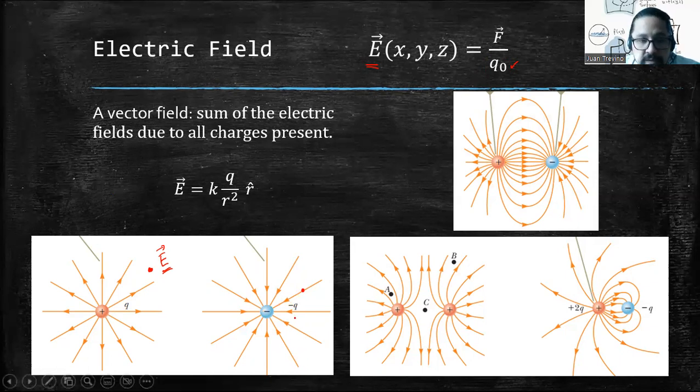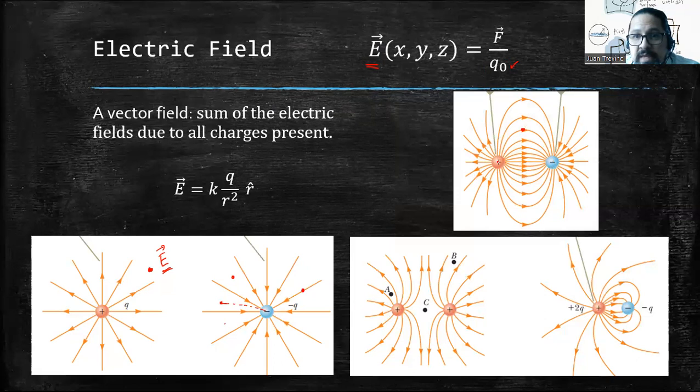Of course, the electric field is not limited to those points. I can calculate the electric field at any point in space. And if I wanted to calculate at any other point, I would have to figure out the direction. So electric field is a vector, and as such, if I had more than one charge, I would have to add the electric fields due to each one of the charges.